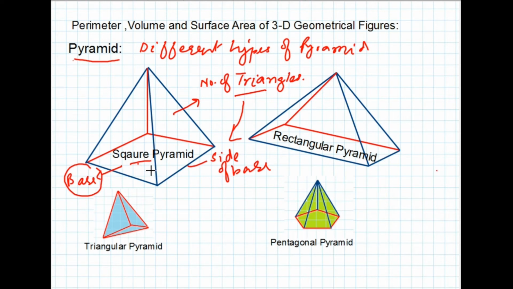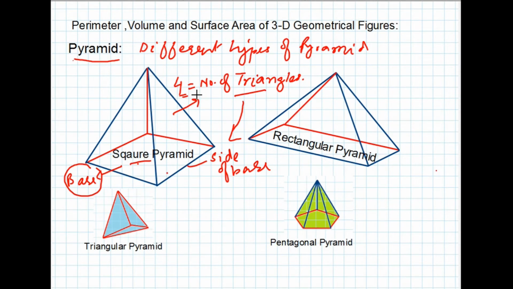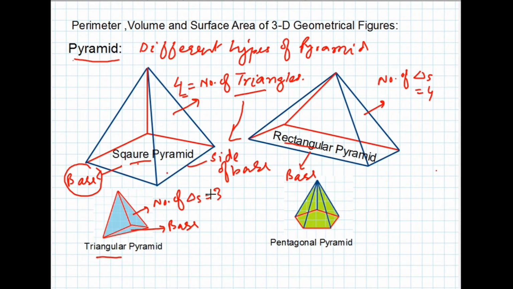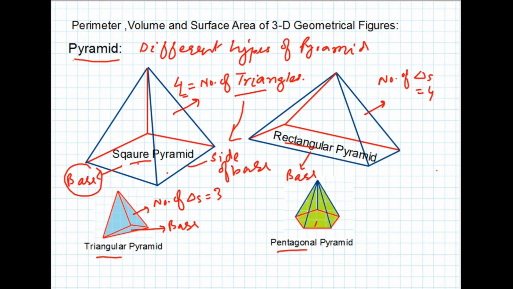A square pyramid has its base as a square and the number of triangles is 4 because a square has 4 sides. A rectangular pyramid has its base as a rectangle and the number of triangles is 4 because a rectangle has 4 sides. Similarly, a triangular pyramid consists of a triangle as its base and three triangles because a triangle has three sides. A pentagonal pyramid has a pentagon as its base and it has five triangles.